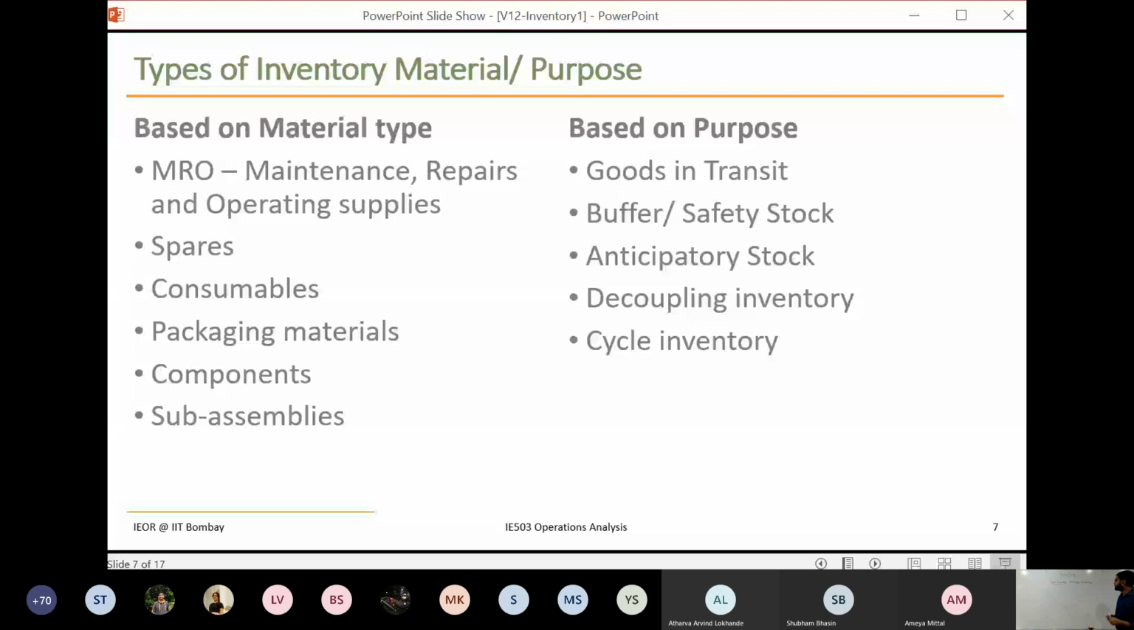This mainly comes because of average inventory due to purchase or production in lot sizes greater than demand.